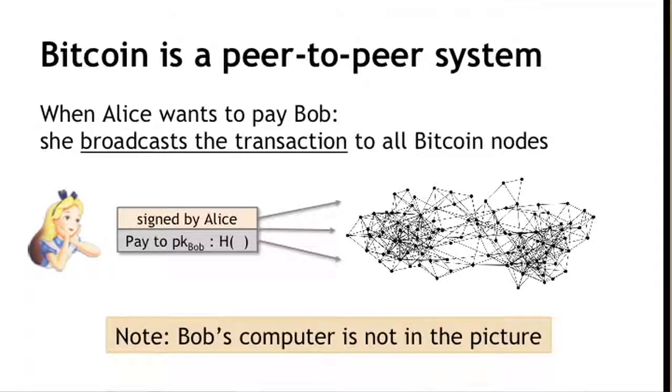And notice something funny here. Bob's computer is nowhere in this picture. Now Bob, if you want, sees this as quite undesirable. So this aspect of Bitcoin is not quite as decentralized as one might want it to be.